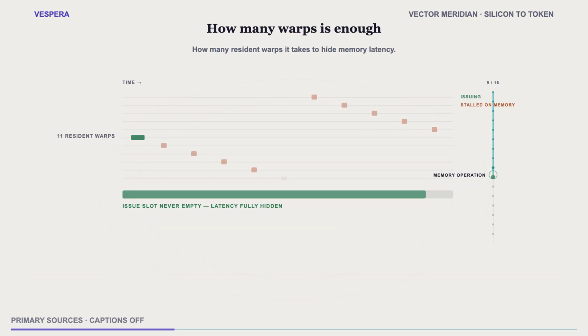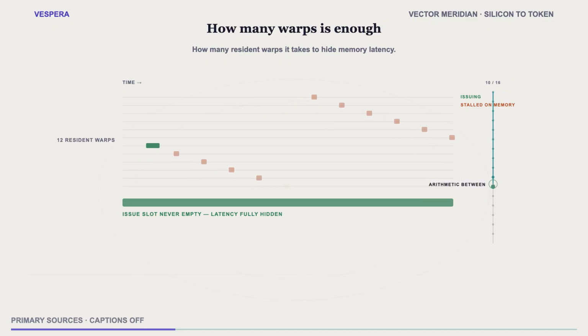There is a second constraint, and it is the one that actually bites in practice. Resident warps need resident registers. The register file is finite, a couple of hundred kilobytes per multiprocessor, and it is divided among whatever is resident. If each thread uses a lot of registers, fewer threads fit and occupancy falls.